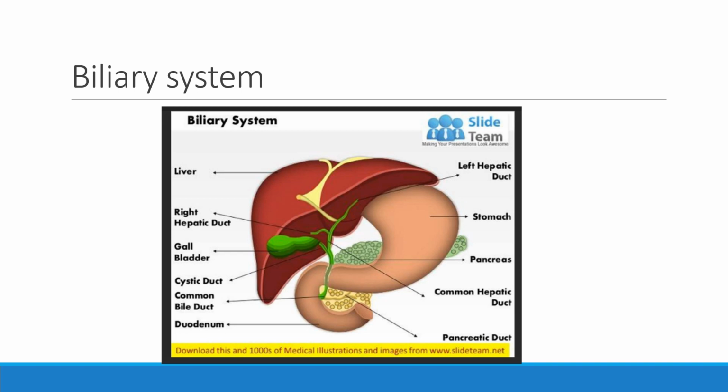So this is a photo of the biliary system showing the right and left hepatic ducts, gallbladder, cystic duct, common bile duct, and our pancreatic duct, as well as our gallbladder.